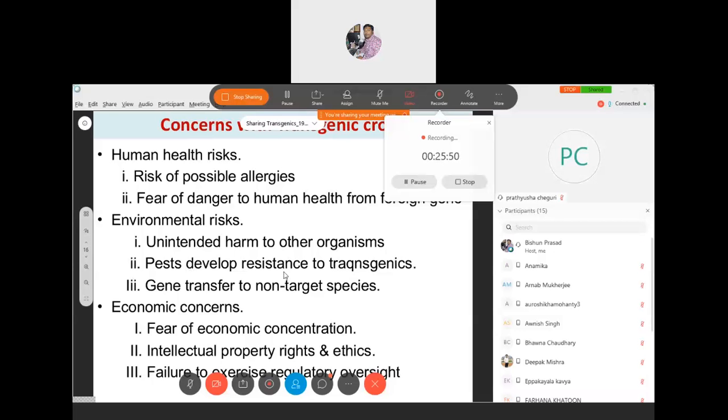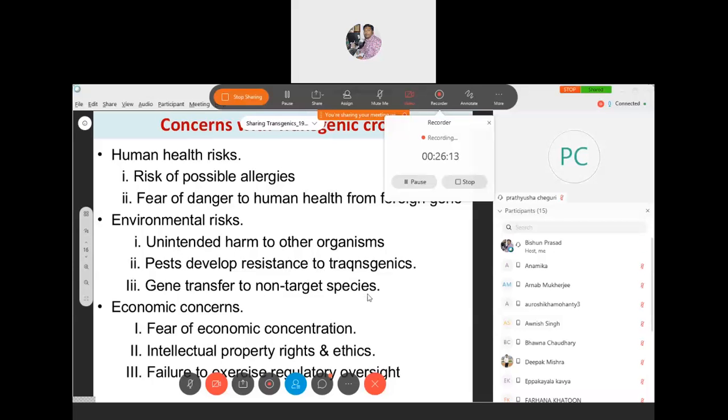If we follow refugia, then we can delay the process of insect pests developing resistance. If we follow gene pyramiding, then again we can delay that. So if we follow the SOP, standard operating procedure, then we can delay the development of resistance against the transgenic plant.